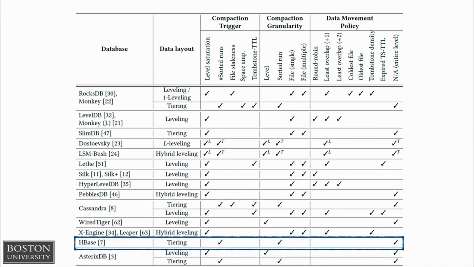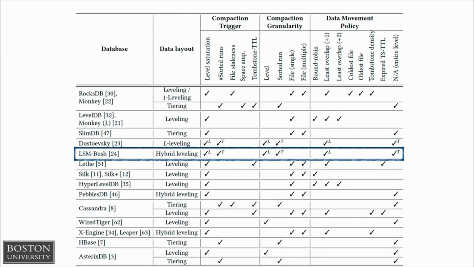Next, we have HBase, which is a strictly tiered design. And this is one example of tiered LSMs that we have in the industry. And finally, we can see LSM-Bush, which is a paper from academia, which has hybrid leveling. So some levels, which are on the top, might have a tiered implementation, while the others might be leveled. And based on what the implementation is in each level, we have the granularity of compactions.